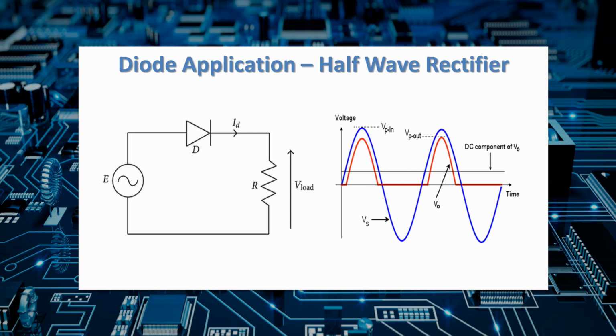Notice that the rectified signal, in red, is a little bit lower than the unrectified signal. That's because of the 0.7 volt drop taking place across the diode itself.